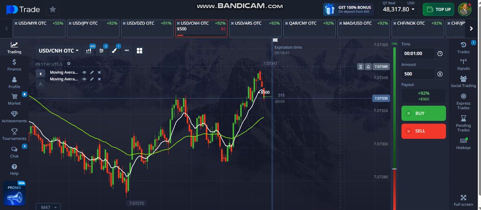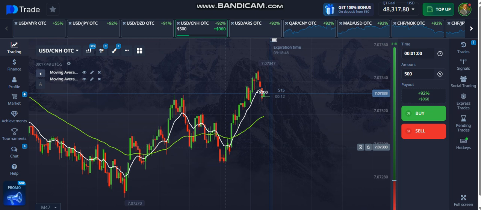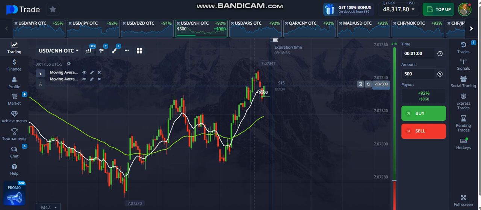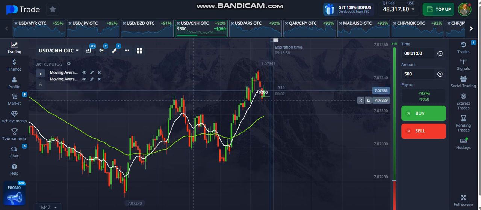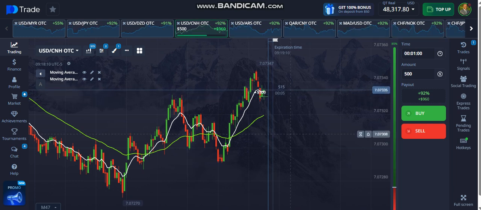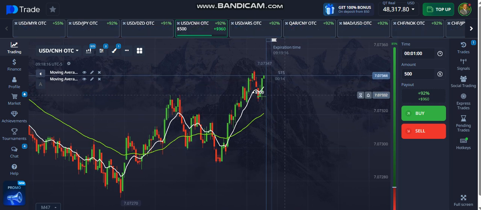Okay, so I'm on the USD CNH currency pair. First, we see the crossover of the 10 EMA with the 50 EMA. Strong bullish movement going on, and then the price broke the previous level of resistance here. And so I waited for the retracement back to the 10 EMA line, and I took the trade.